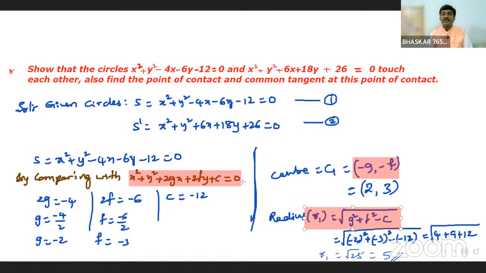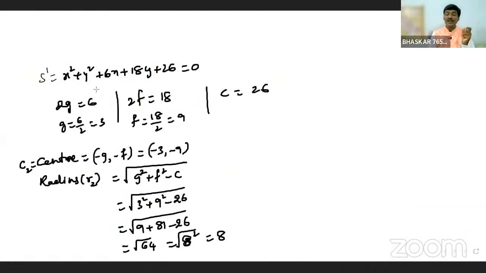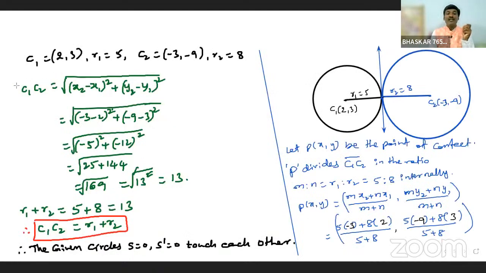After that, comparing the second circle also with the general equation and finding the same thing here, center and radius. After that, what did we do? We have to find the distance between the two centers. What is the formula for finding the distance between the two centers?